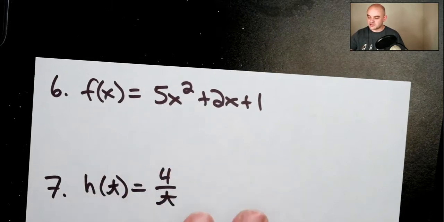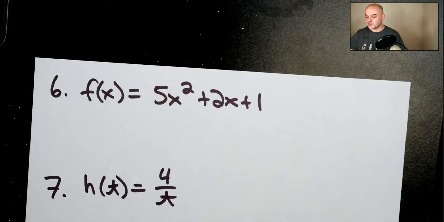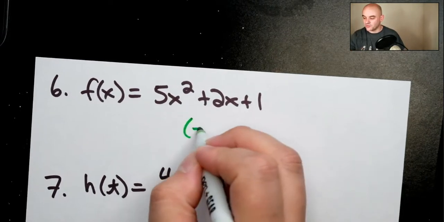Now number 6, I don't have a fraction there. I don't have a square root. And so we're going to just say the domain is all real numbers.